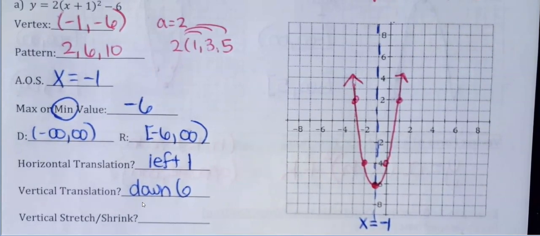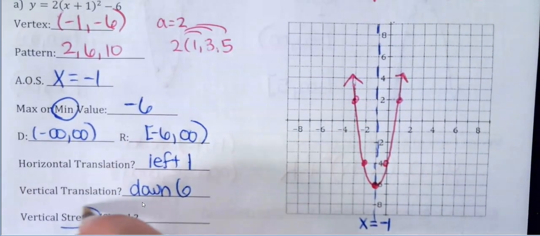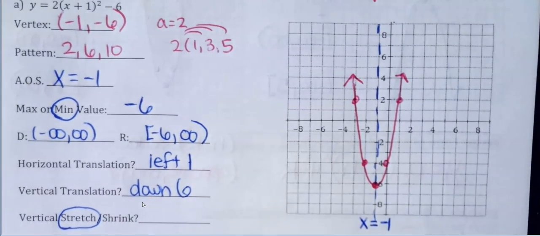So we're going left 1. That's the first number in the point. The second number in the point is what you do up or down. It's -6, so we're going to go down 6. And this is a stretch, because you can just circle it. You don't have to write it. That a value is 2.